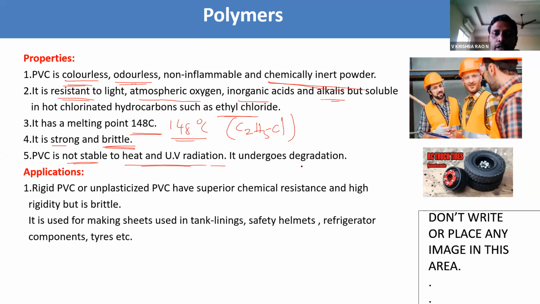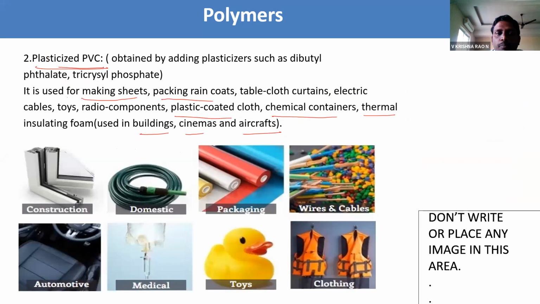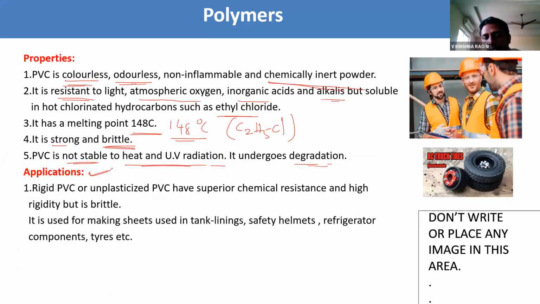It undergoes degradation. Coming to the applications, there are two types of PVC: unplasticized PVC and plasticized PVC. Unplasticized, or rigid PVC, has superior chemical resistance and high rigidity, but it is brittle.